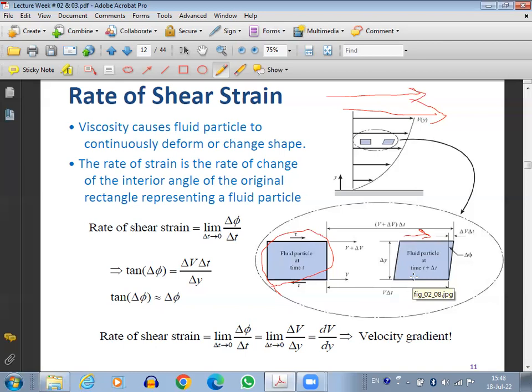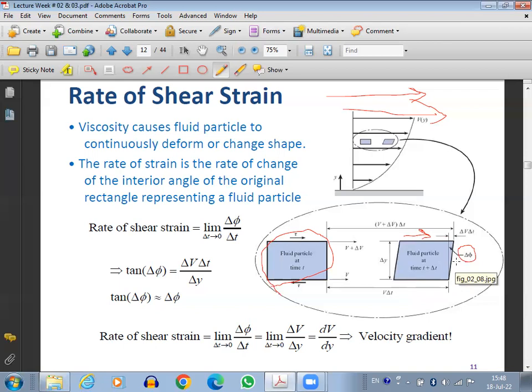If you memorize, linear strain is the linear deformation, but shear strain is the angular deformation. Something is changing its shape such that the angles are being changed. That body is deforming. So that's the angular deformation. Here the angular deformation would be represented in terms of del phi.